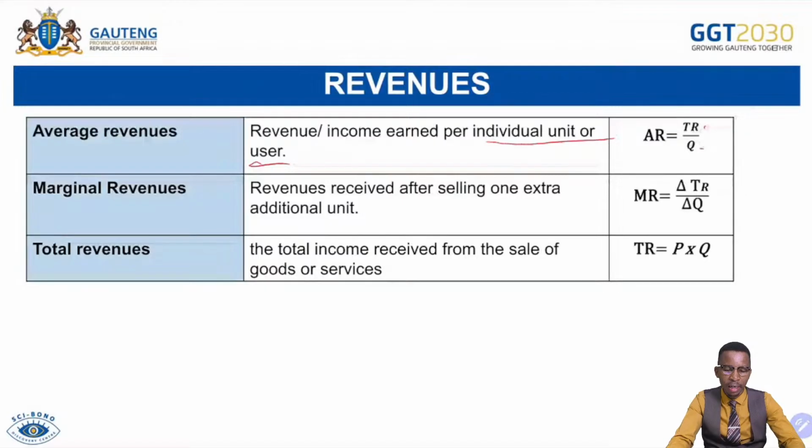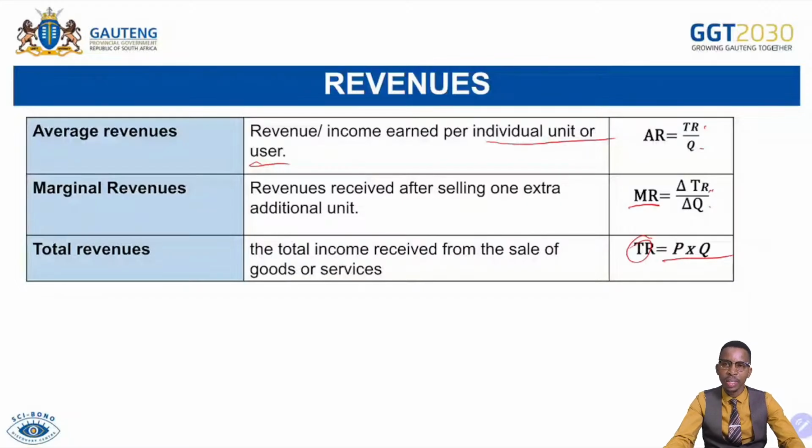Then we have marginal revenues. So these are revenue received after selling an extra additional unit. Once we sell one extra additional unit, we earn or receive what we call the marginal revenue. Then we say MR, as for marginal revenue, equals change in TR over change in Q, which is total revenue over the quantity. Then we go to the total revenues. So this refers to the total income received by the business. So in this situation, how do we calculate? We say TR equals P times Q, then we get our total revenues.